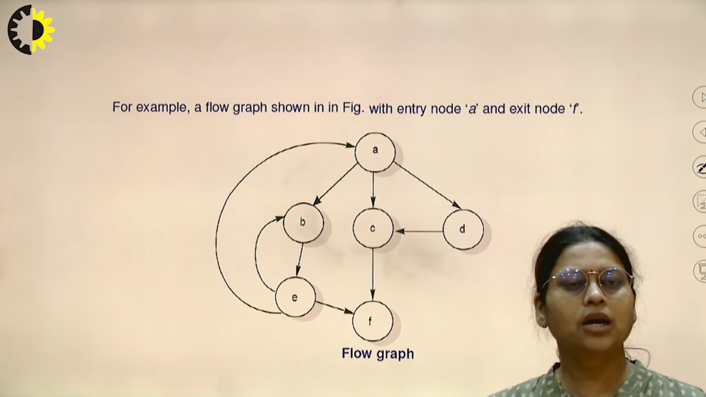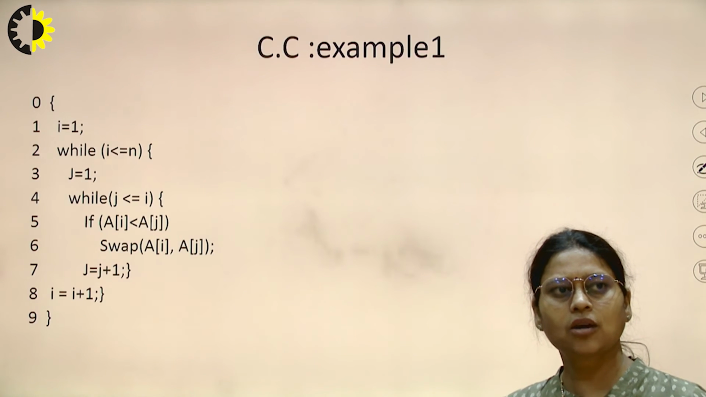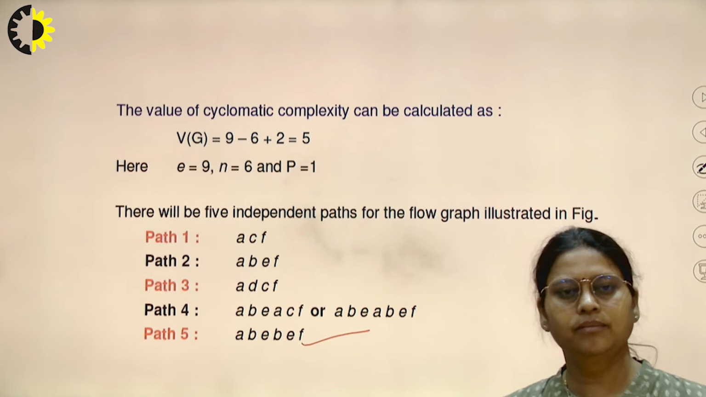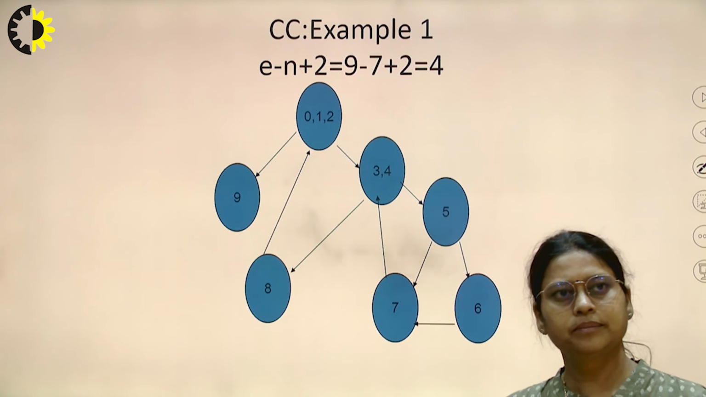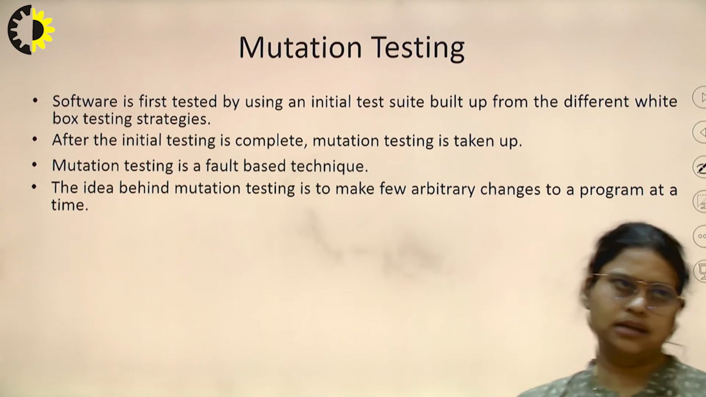You can calculate the complexity of any program easily. This is the complexity of this program. We have generated 5. You can also calculate the complexity of this program. This is 4.